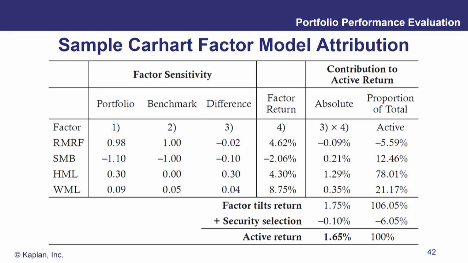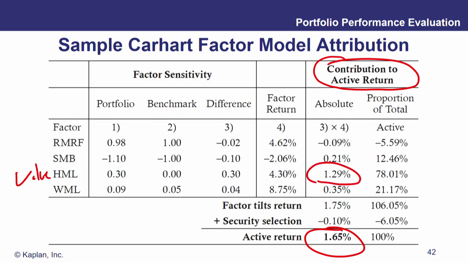And then the other thing that I want to take a look at is our contribution to active return, because you look at our active return, we earn 1.65%. Well, as you go through these 4 factors, which one of them had the most impact? Well, if we look at this value, we can see that's 1.29% of the 1.65% total active return. So that's significant, the portfolio manager's decision to tilt towards value made a significant difference on this portfolio.